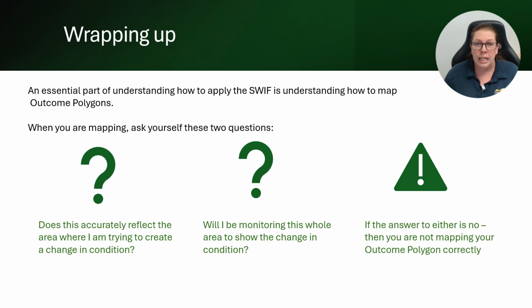So hopefully by now you will understand how to map an outcome polygon and why it's done this way. When you're mapping for the SWIF, whether you're using the SWIF tool or not, you should be asking yourself these two questions. Is the area you are mapping an accurate reflection of where you are intending to create a change in condition? And will you be monitoring that whole mapped area to show the change in condition? If your answer to either or both of these questions is no, you need to go back and rethink your mapping because it's not an outcome polygon.